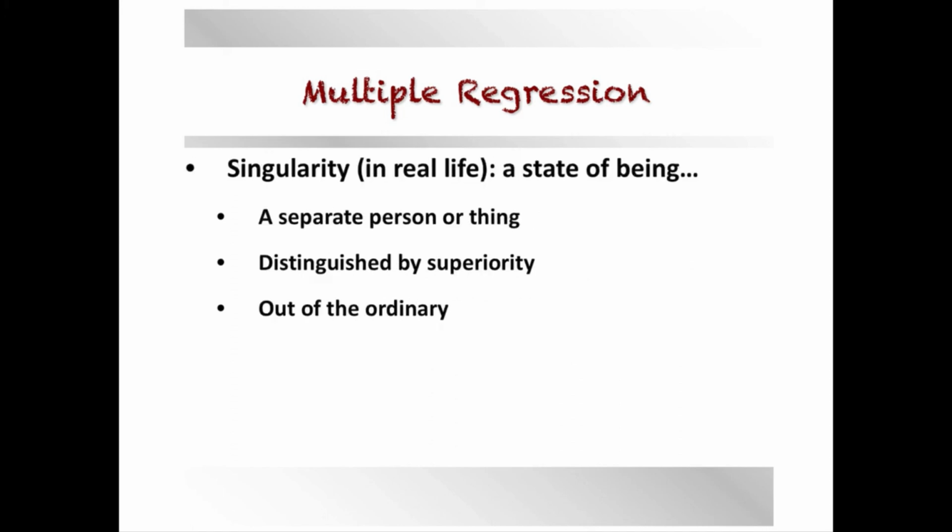Okay. Next one is singularity. This one is usually easier to diagnose, but will really knock out your regression and make it impossible to do if this occurs. So in real life, singularity is a separate person or thing, or distinguished by superiority. You are a singular student. You are the best in the class.